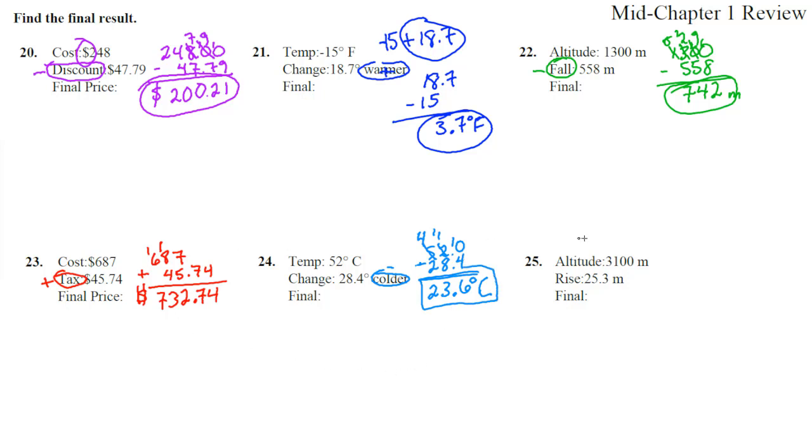Good. Then the altitude is 3,100 meters. And the rise means to add to it. So we're going to add 25.3. 0 plus 3 is 3. 0 plus 5 is 5. 0 plus 2 is 2. 1 plus 0 is 1. 3 plus 0 is 3. And there's the decimal. So we are at 3125.3 meters. We didn't have to carry or borrow or even add any numbers together. That's very interesting. Good.